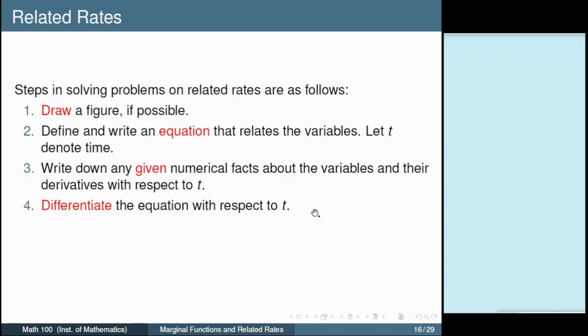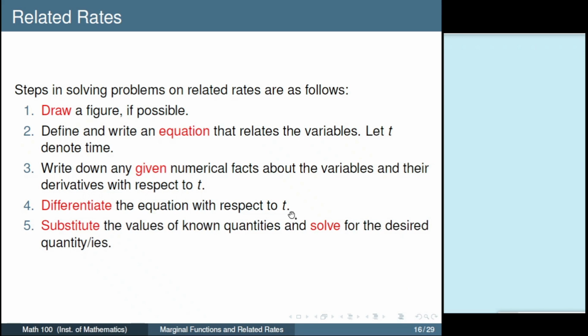For the fourth one, we differentiate the equation with respect to t. And the last step would be to substitute the values of known quantities and solve for the desired quantities. So, dito important na for the whole process, alam nyo kung ano yung target nyong isolve na quantity. Okay? Because that's what you're going to solve for the last step.